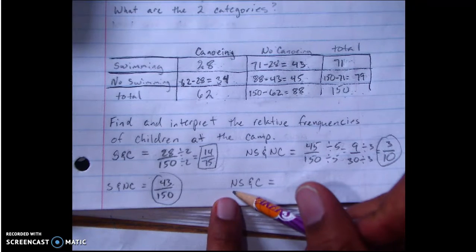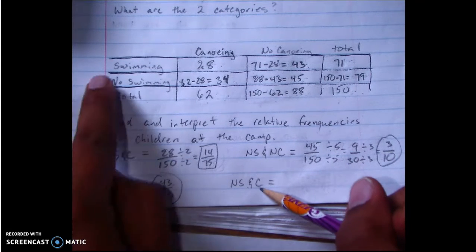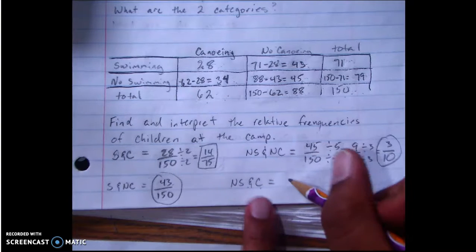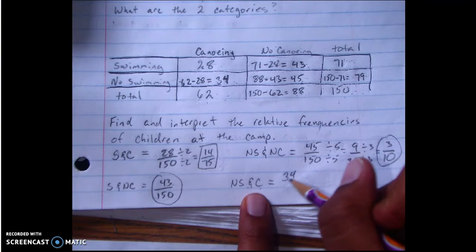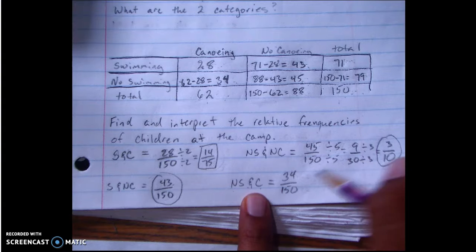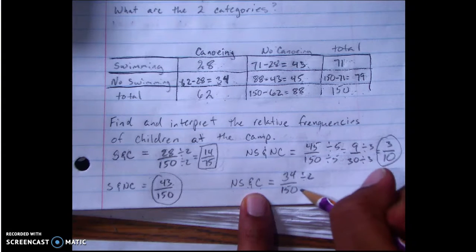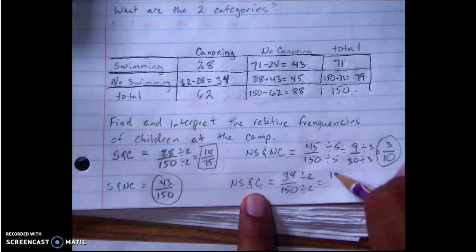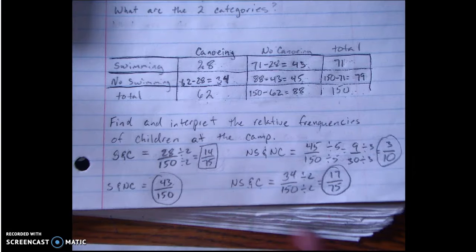And then here we have no swimming and canoeing. So no swimming and canoeing, that's 34. So we're going to go 34 over 150. They're both even, so divide by 2. Gives me 17 over 75. 17's prime, so we leave that just like that. So that is your notes for two-way tables.